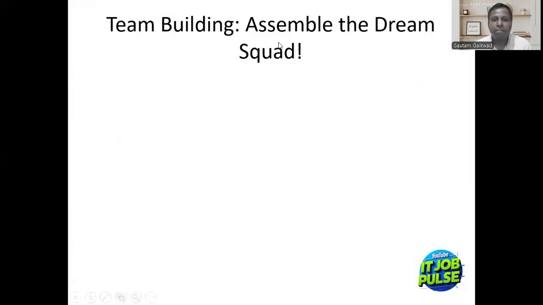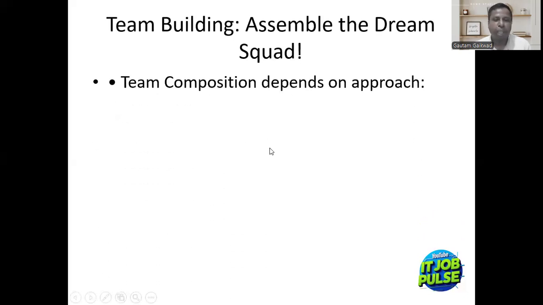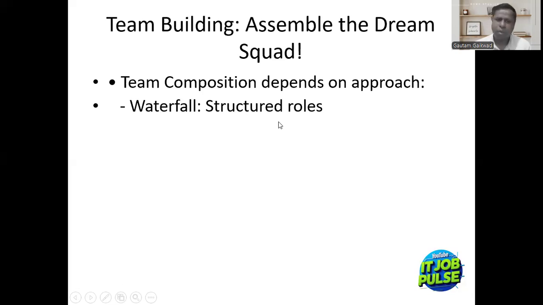Team building, assemble the dream squad. Okay. Team composition depends on approach. Waterfall, these are structured roles. In both methodologies, the team is formalized or designed at the initial stage only. But in waterfall, structured roles.